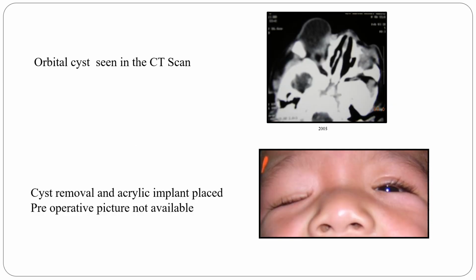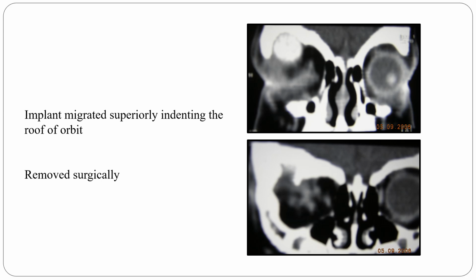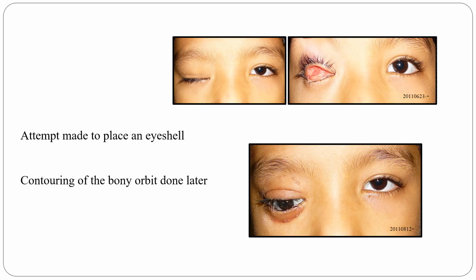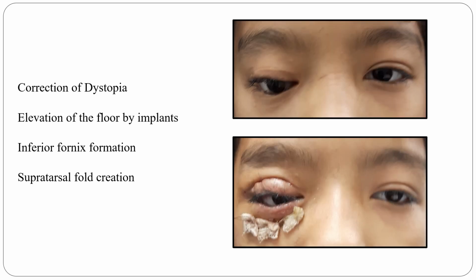Orbital cyst seen in the CT scan. The cyst was removed and an acrylic implant placed. The preoperative picture was not available in this case. The implant had migrated superiorly, indenting the roof of the orbit, so it was removed surgically. An attempt was made to place an eye shell. Contouring of the bony orbit was done later.